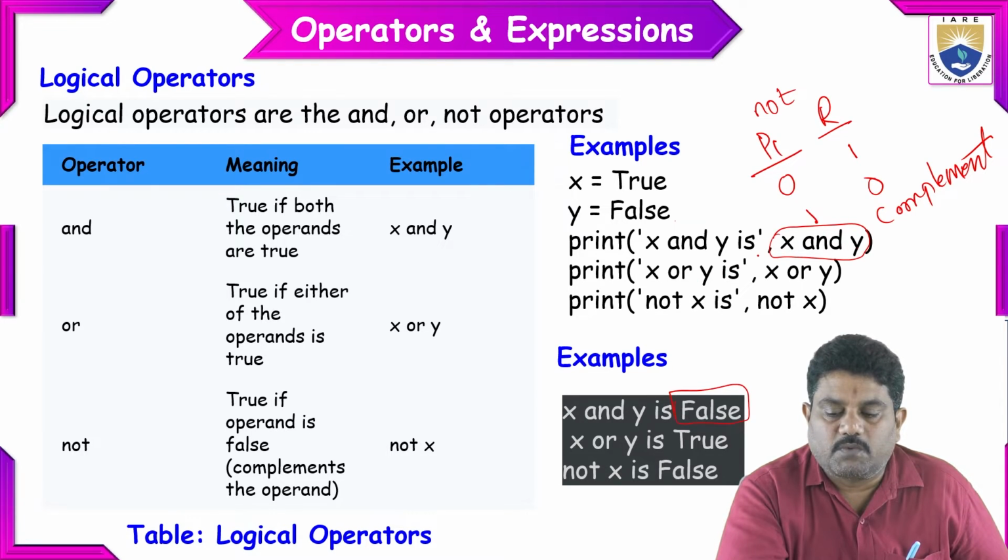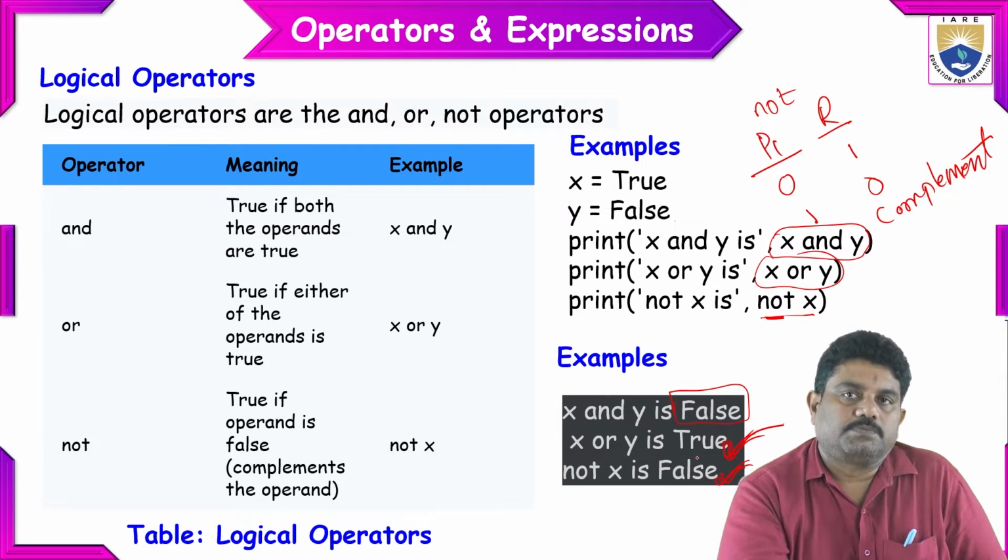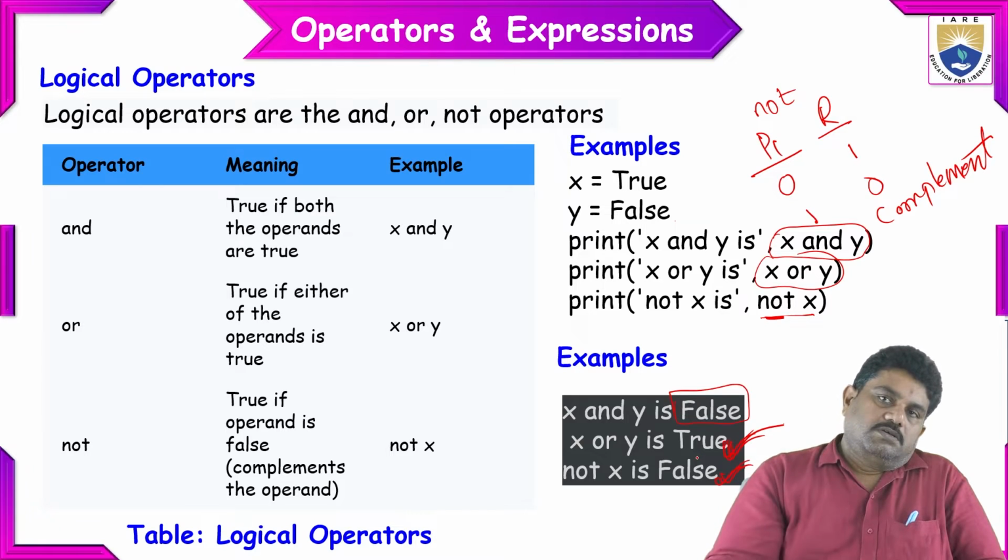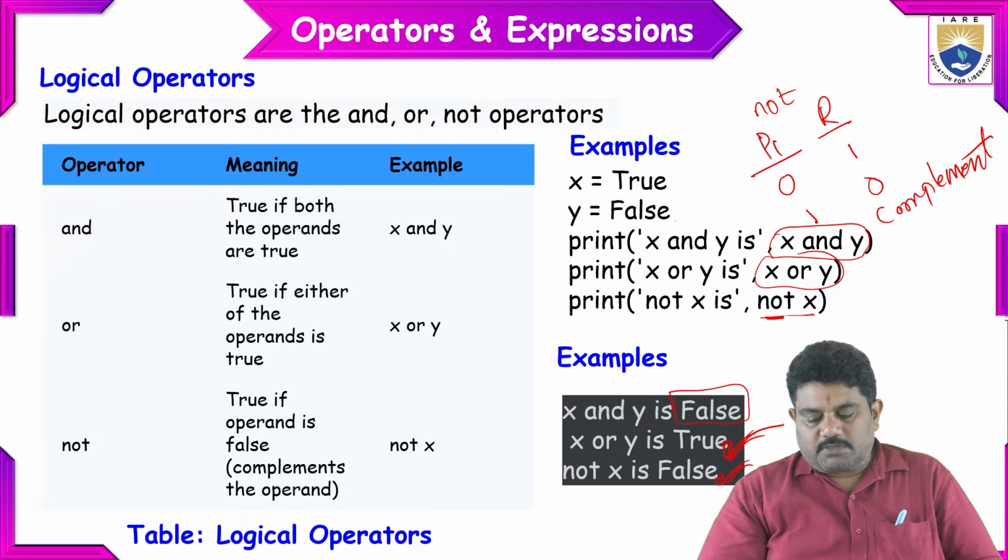Next one, x or y. If any one is true, then the entire expression becomes true. That's why x or y returns true. The output is true here. And the next one, not x. x equal to true. Here we are printing not x. Not x means it becomes false. If you print not y, it becomes true, because y is false. So like that, these logical operators work.